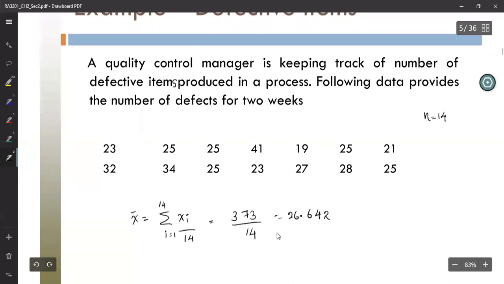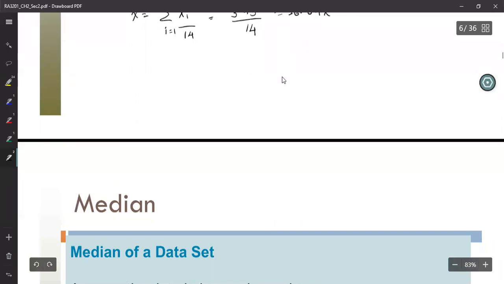Okay, you all know these calculations already. So that is the average. Do you have any questions?